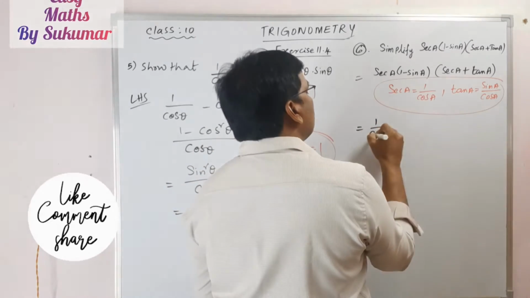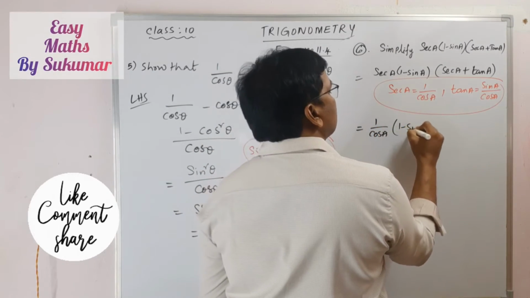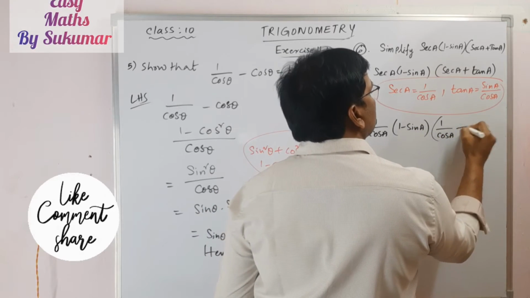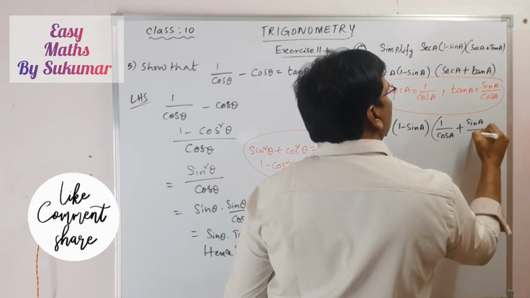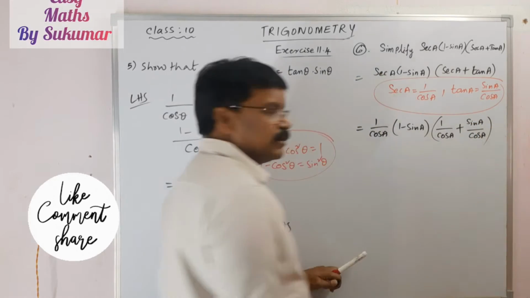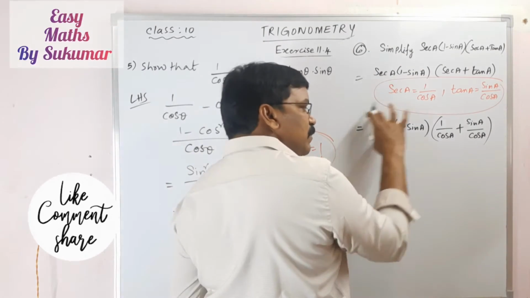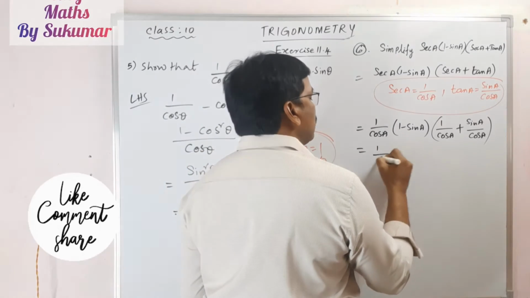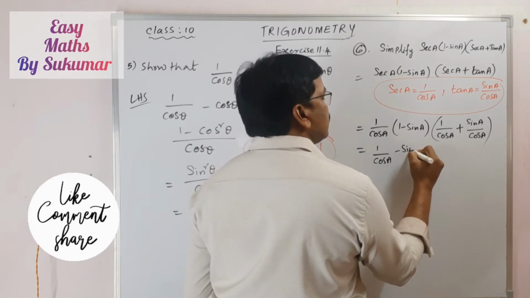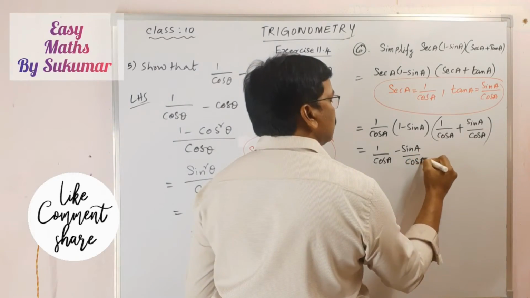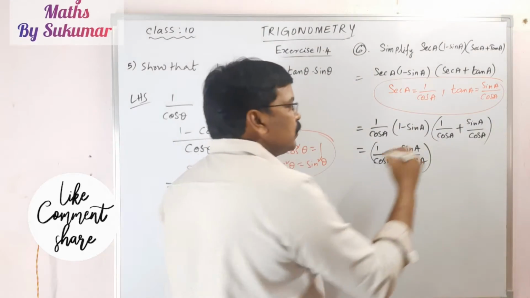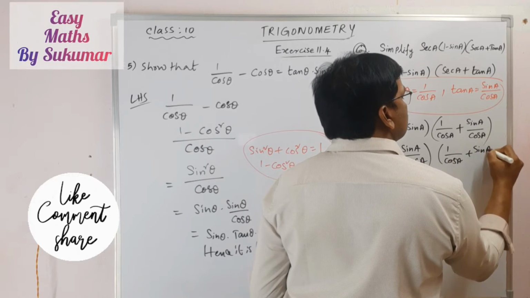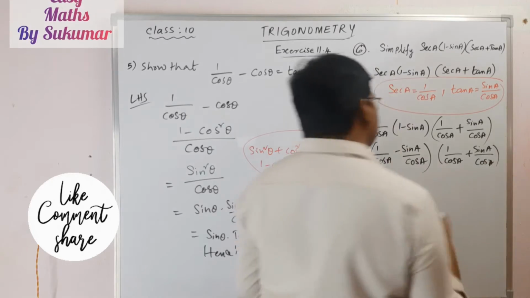So this is equal to, now let us change. Secant A means 1 by cos A, into 1 minus sin A, times secant A means 1 by cos A plus sin A by cos A. Look here. Let us multiply this 1 by cos A with this 1 minus sin A. That means 1 by cos A minus sin A by cos A into 1 by cos A plus sin A by cos A.